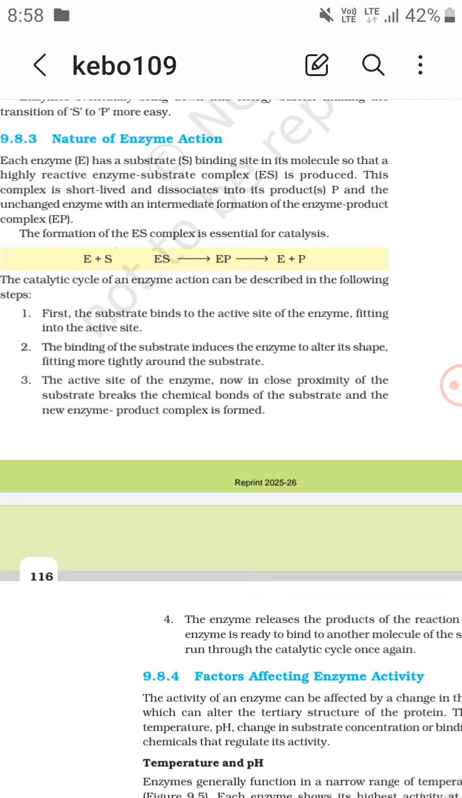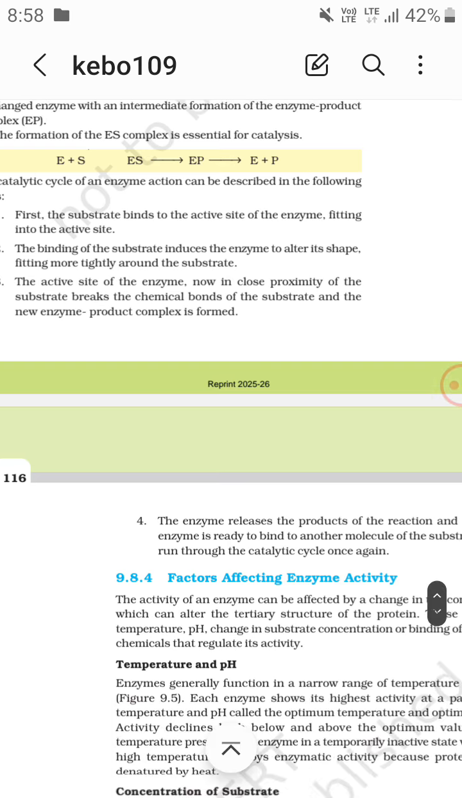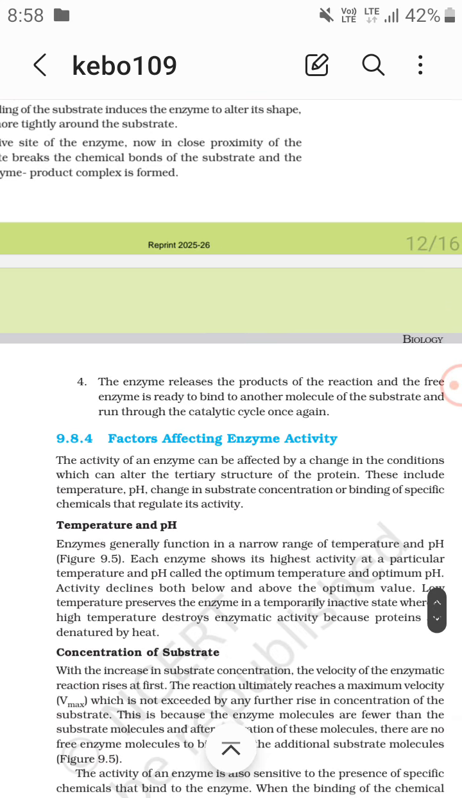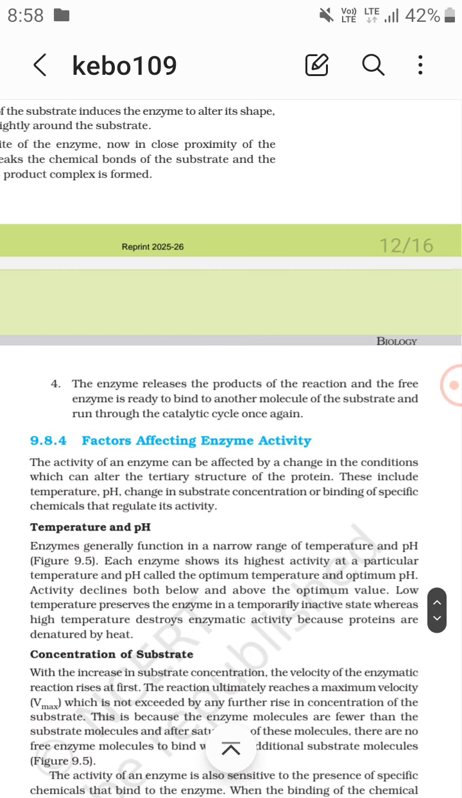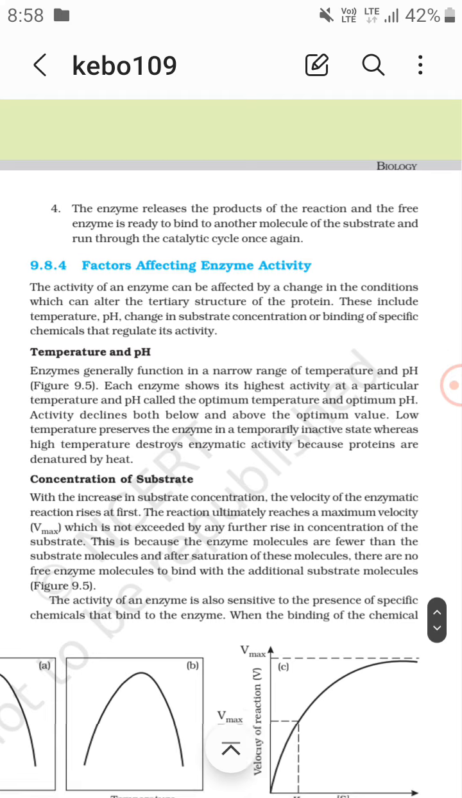Now the active site of the enzyme, now in close proximity of the substrate, breaks the chemical bonds of the substrate, and the new enzyme product complex is formed, and the enzyme releases the products of the reaction, and free enzyme is ready to bind to another molecule of the substrate and run through the catalytic cycle once again.